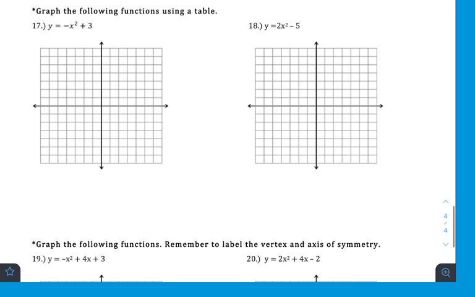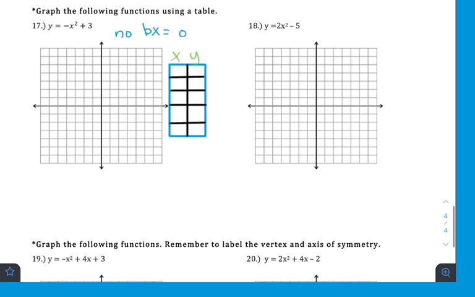17 and 18 ask us to graph, and it asks us to use a table. If we think about it, why would we want to use a table on these? Because there's no bx value. Because there's no bx value, I know that the vertex x value starts at 0. And because it starts at 0, the y-intercept is the y value. So it's going to start at 0, 3.